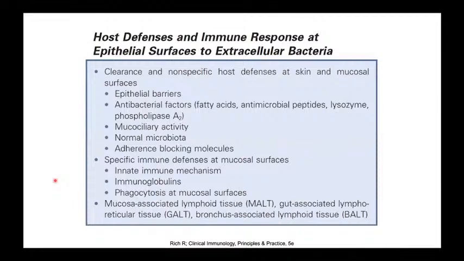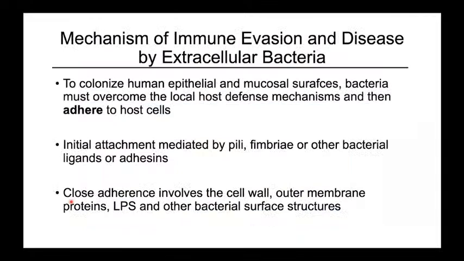This is a summary of the host defenses to your extracellular bacteria. So you have your barriers, your antibacterial proteins, mucus, for example, in the respiratory tract, like in the nose, the cilia, normal microbiota, adherence blocking molecules. For example, urine and the fact that it's flushed out would block adherence and colonization within the urinary tract. And then specific defenses, your innate immune cells, complement, immunoglobulins, phagocytosis, and so forth, and your T cells.